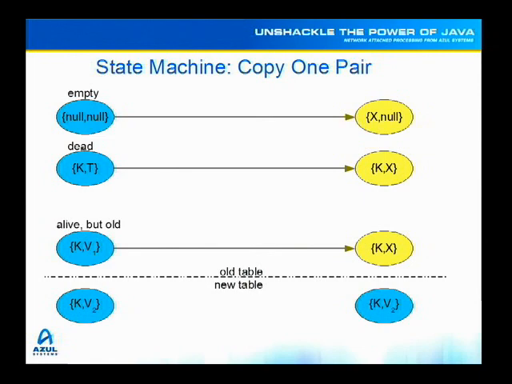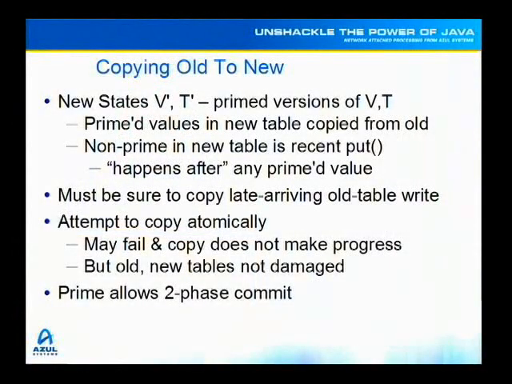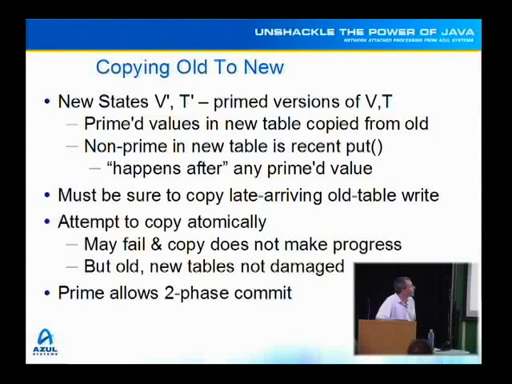But these are all pieces of the copy where I don't actually copy any values. I simply say I'm uninterested in the old table anymore. So if I actually have to do a copy, I'm going to do essentially a 2-phase commit. I'm going to introduce primed versions of values and tombstones. And the primed values represent things that are copied into the new table from the old. So they are values which were not recent in the new table, but they are merely copies of what was in the old table. Anything that's put directly in the new table happens after the table resize has begun, and that's guaranteed to be a more recent update than any primed value.